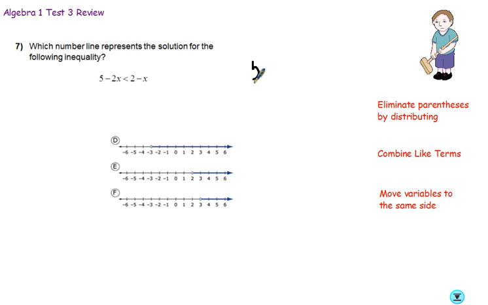All right, so 5 minus 2x less than 2 minus x. Let's just run down the steps. We've got to clean this up. Not too messy. Eliminate parentheses by distributing. No parentheses, so don't have to worry about that. Combine like terms. It looks like the x's and the numbers are all on different sides, so there's nothing that I can combine there. So I'm good there. Now I just need to move all the variables over to the same side.